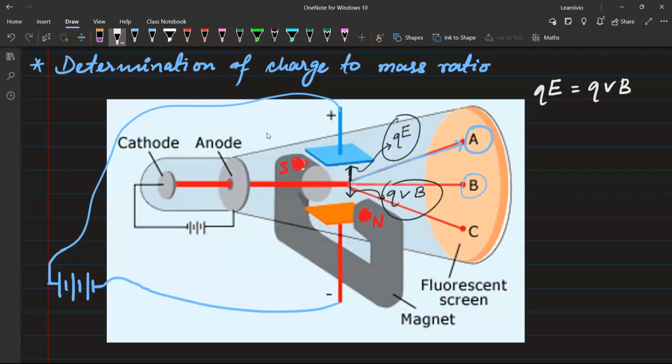Okay, now pay attention. Q cancels with Q. The velocity of the electron will come out to be E by B. Who is applying the electric field? I am, so I will know how much electric field I am applying. Who is applying the magnetic field? I am, using the magnet, so I will know the magnetic field of the magnet. I know E, I know B. Now I can calculate the velocity of the electron.